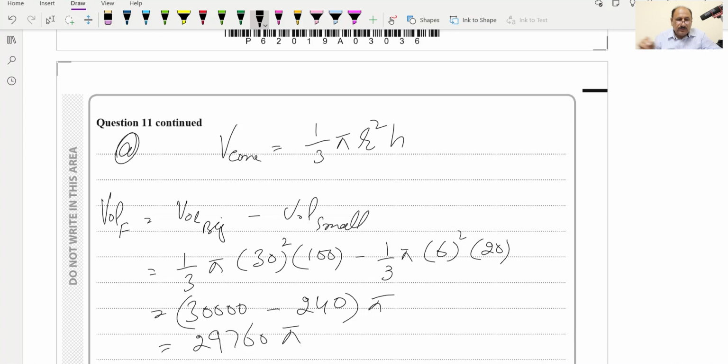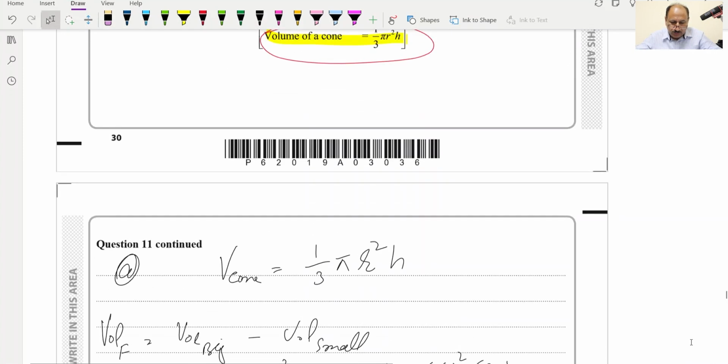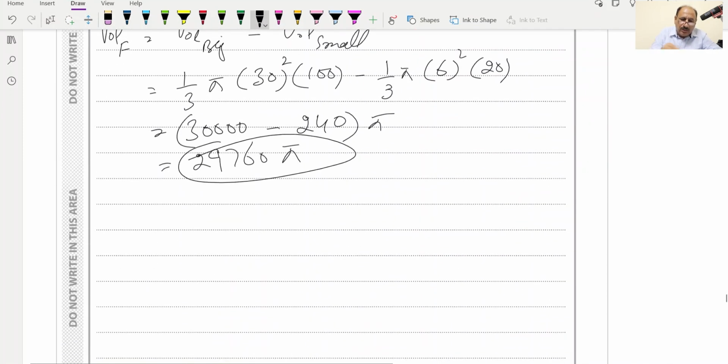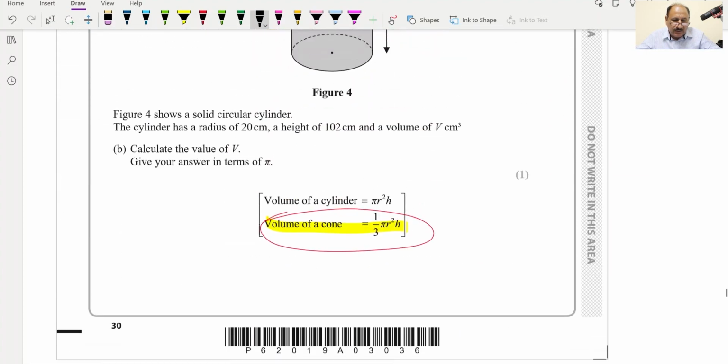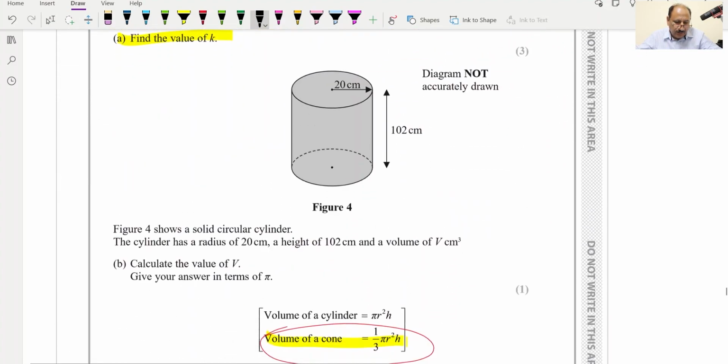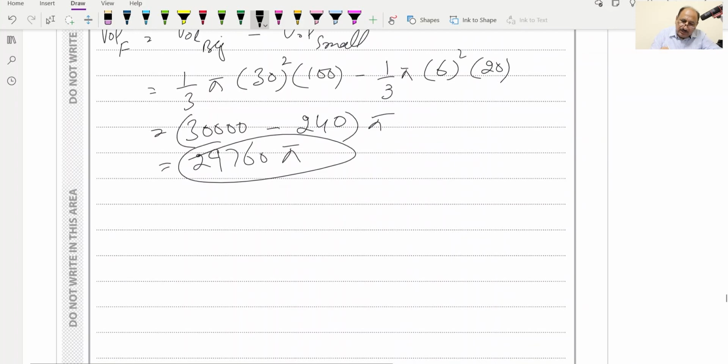29,760 pi. This is the volume of the cone which we were supposed to find, which we have done in terms of pi, and they are asking what is the value of k. Value of k, you can mention here, k is equal to 29,760. This will be the final answer.